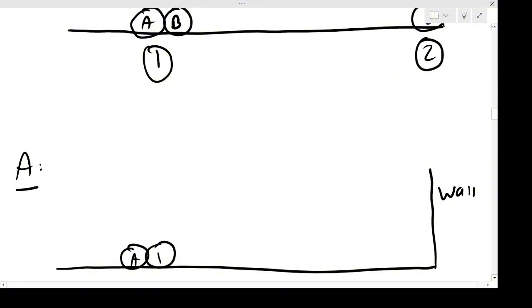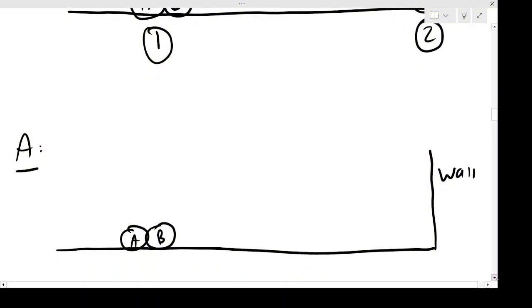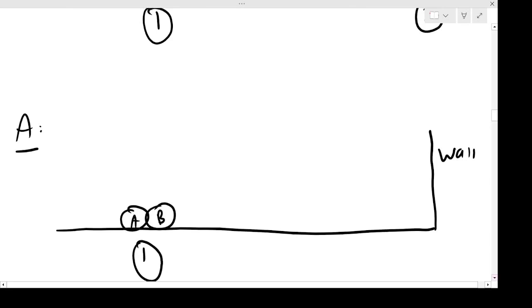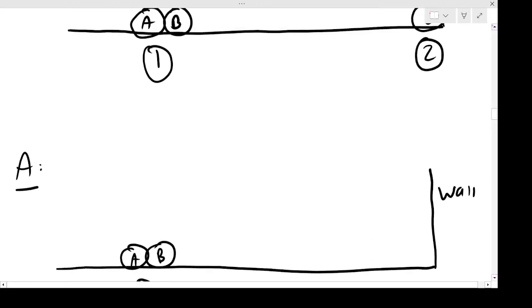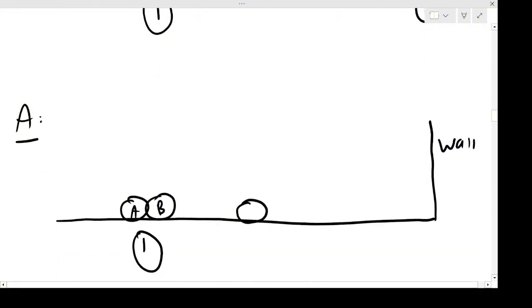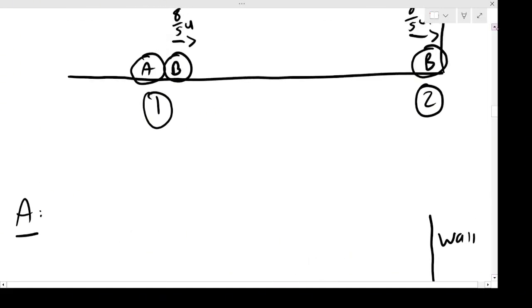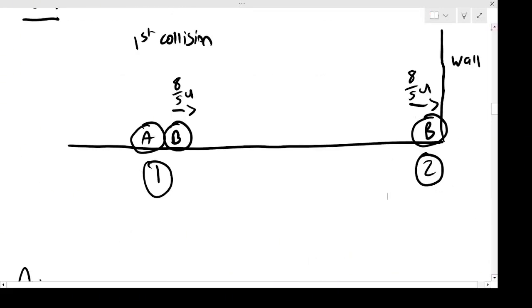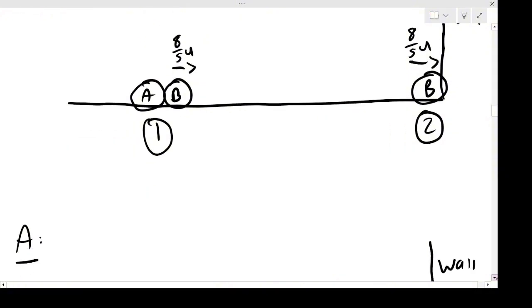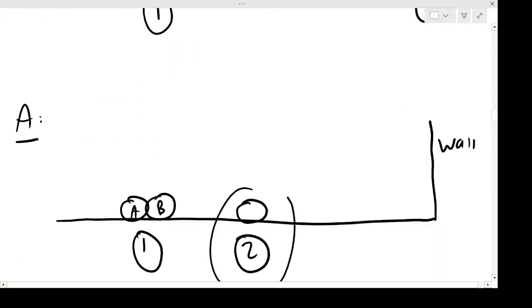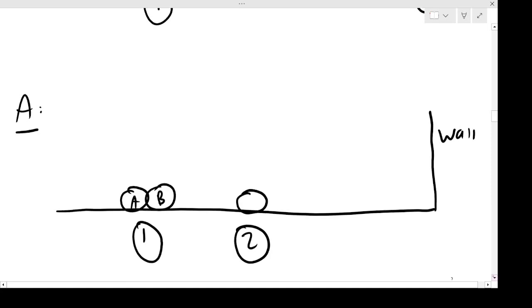So that's going to be point 1, right? But then, when B hits the wall, well, A is going to be slower. So let's say A is over here. So this is going to be my point 2, right? So when B is at the wall at point 2, let's say A is somewhere here at the same point 2. Okay, so hopefully you're happy with that.